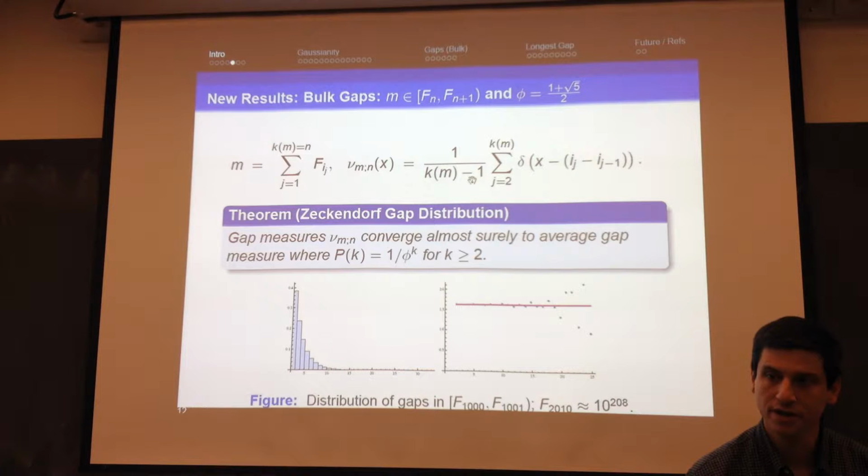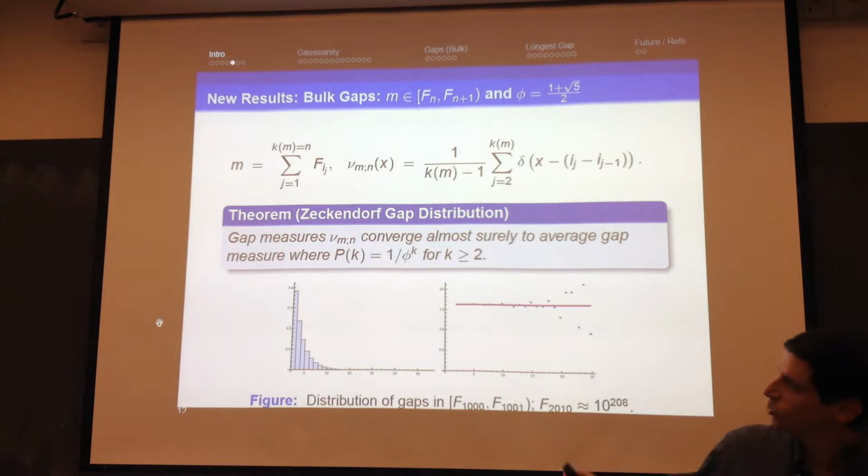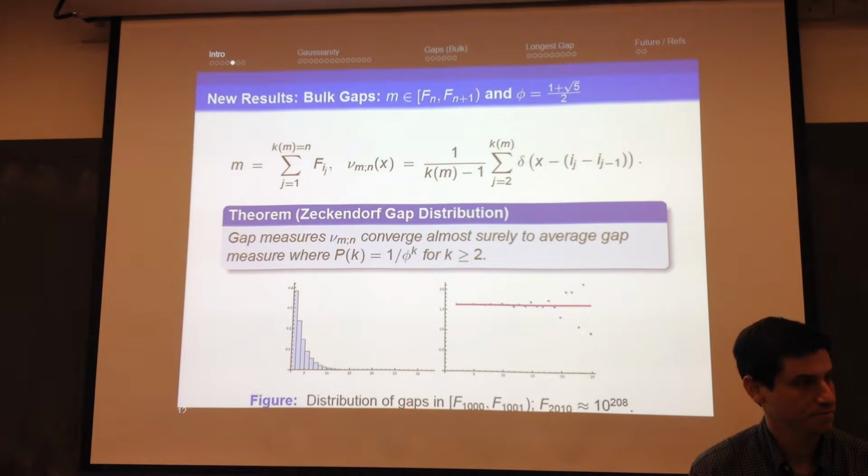I have k_m minus 1 gaps between summands. There's no gap to the first one, and then between every 2 subsequent ones I have a gap. And I'm going to put a mass of 1 over k_m minus 1 there. This is very similar to what we did in random matrix theory. And it turns out that the gap measures converge almost surely, this is just the technical statement, to geometric decay.